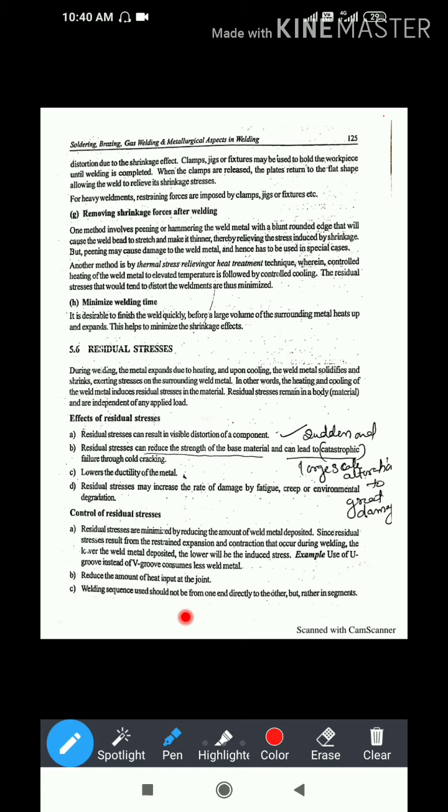If you control the cooling rate of the weld material, you can control the residual stresses also. The third one: the welding sequence used should not be from one direction to the other, but rather in segments. The welding sequence should not be unidirectional.